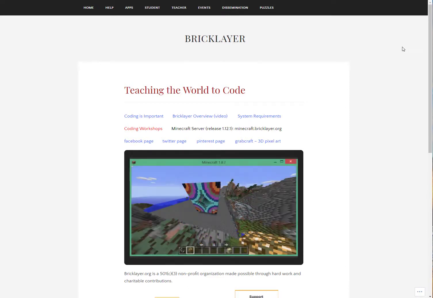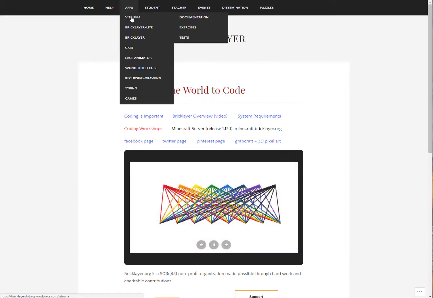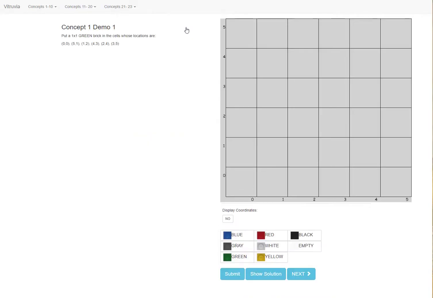So let's go to Vitruvia. If you're at the Bricklayer web page, go to Apps, Vitruvia, and then over to Exercises, and you start out with Concept 1 here. So Concept 1, Demo 1.